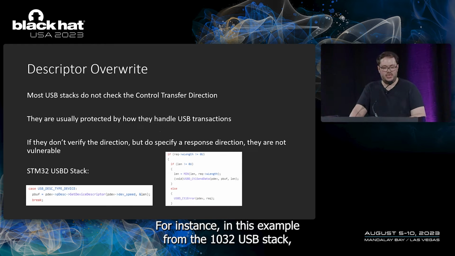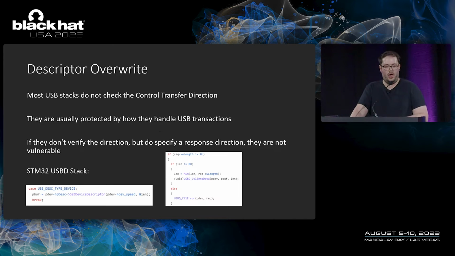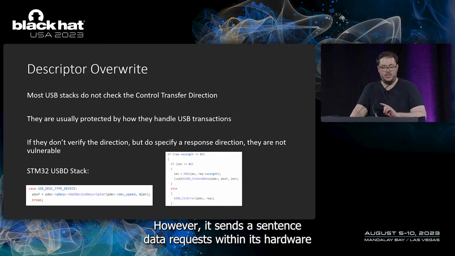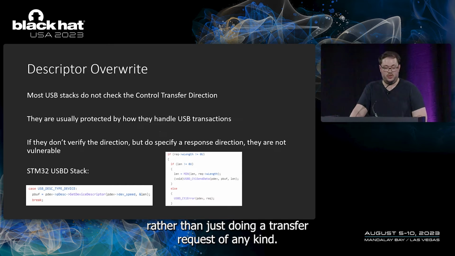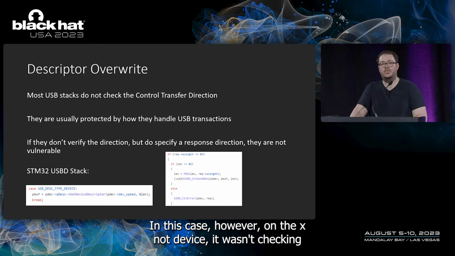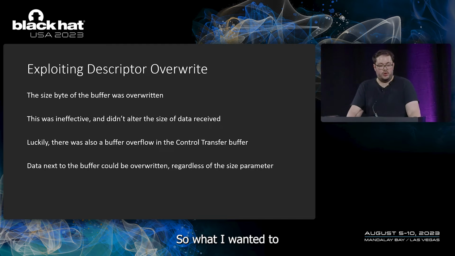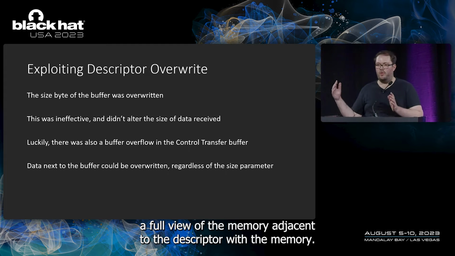For instance, in this example from the STM32 USB-D stack, which is quite well written and easy to understand, it has the request for receiving a device descriptor, and then there's no checks for the direction. However, it sends a send data request within its hardware rather than just doing a transfer request of any kind. In this case, however, on the Exynos device, it wasn't checking what the direction was that was going on. So what I wanted to do was overwrite that first byte, which was the size byte, and then give me a full view of the memory adjacent to the descriptor within memory.